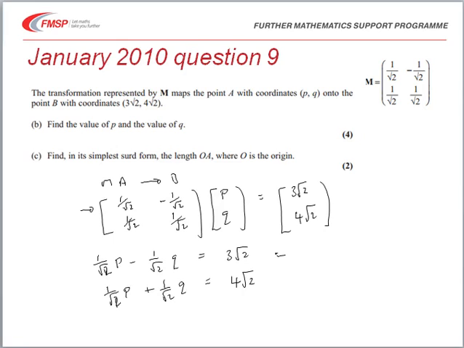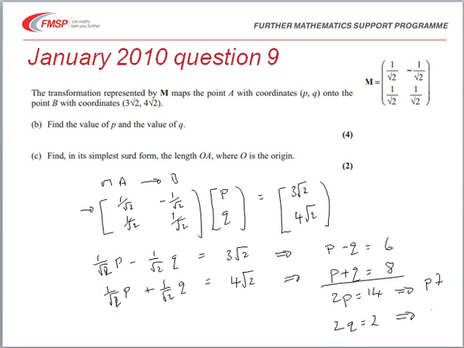So multiplying each of those by root 2 gives p minus q equals 6 for the first one, and p plus q equals 8 for the second one, and therefore adding these gives 2p equals 14, so p equals 7, and subtracting gives us that 2q is equal to 2, and therefore q is equal to 1.